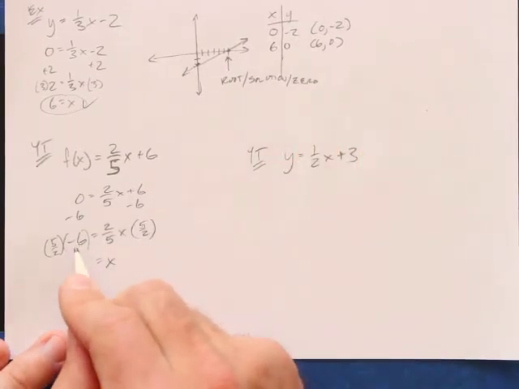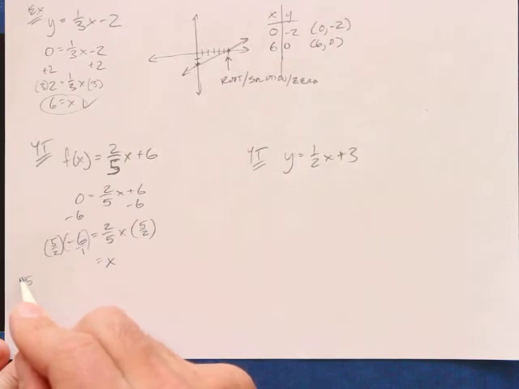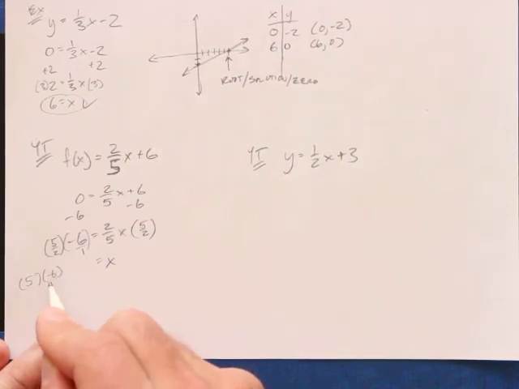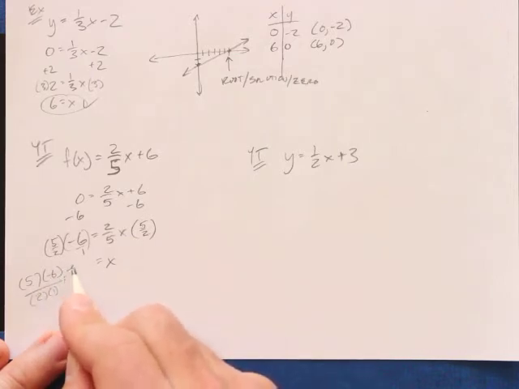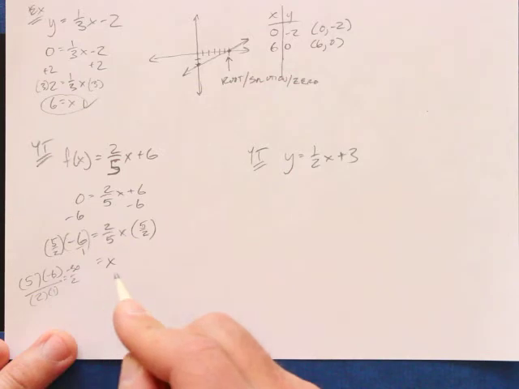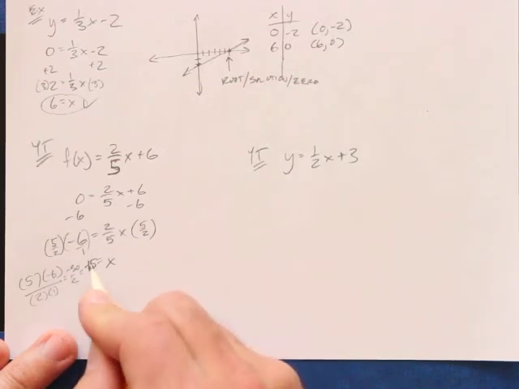Now on this side, I've got negative 6 over 1, so let's multiply straight across. That's 5 times negative 6 over 2 times 1. And so 5 times negative 6 is negative 30 over 2 times 1, which is 2. So negative 30 divided by 2 is negative 15.